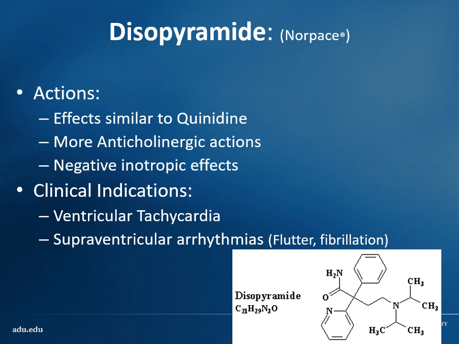Now, the last one I have here is going to be disopyramide. These effects are very similar to quinidine, but it has even more anticholinergic effects, so more side effects related to the anticholinergic activities here. And again, cases we're going to use it include VTAC and supraventricular arrhythmias. This will help to keep patients in a normal sinus rhythm, hopefully, especially like AFib, A-flutter, etc.